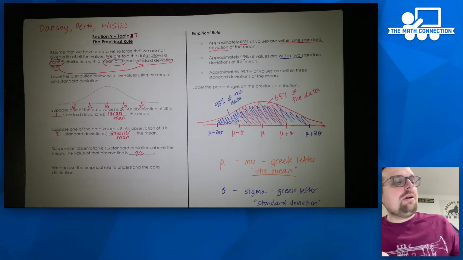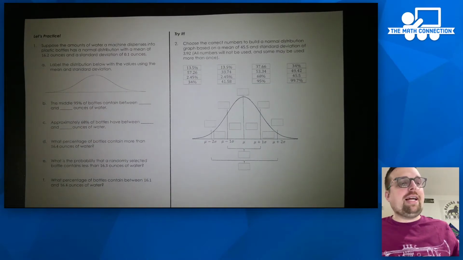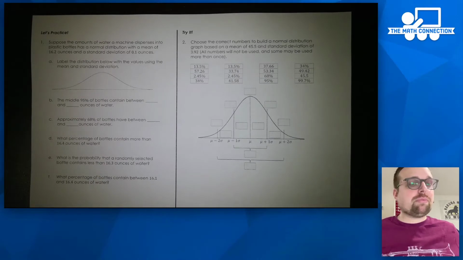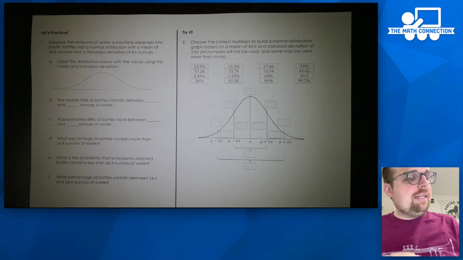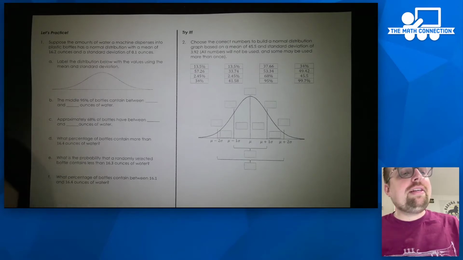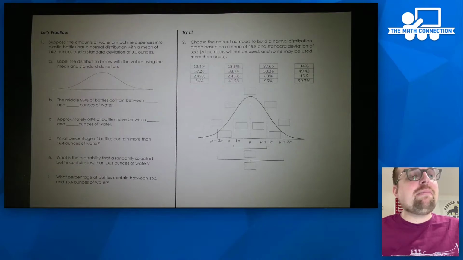Okay. So we're going to go ahead and turn the page, and we're going to work on some more problems related to the empirical rule. Let's do the practice problem. It says, suppose the amounts of water that a water machine dispenses into plastic bottles has a normal distribution with a mean of 16.2 ounces, and the standard deviation is 0.1 ounces.